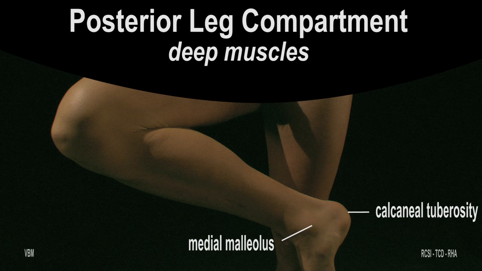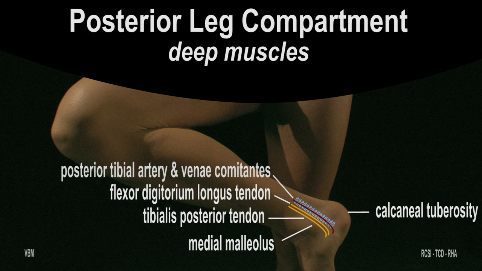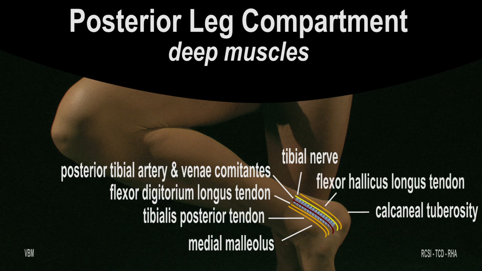The structures that are within the tarsal tunnel from the anteromedial to the posterolateral order are as follows: tibialis posterior tendon, flexor digitorum longus tendon, posterior tibial artery, venae communicantes, tibial nerve, flexor hallucis longus tendon.